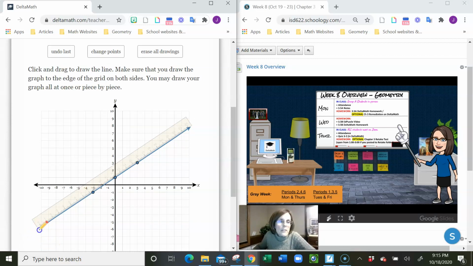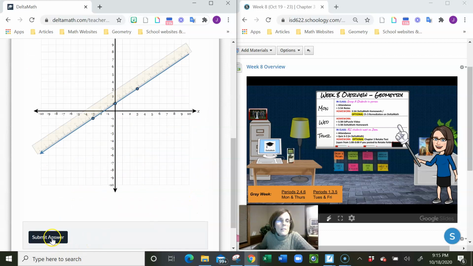And for some reason, my arrow is not showing up. Let me try that again. I'm going to undo. You see, sometimes when you do that, you're going to flub up, but just undo it and try it again. Go all the way from edge to edge. And then I can submit my answer.